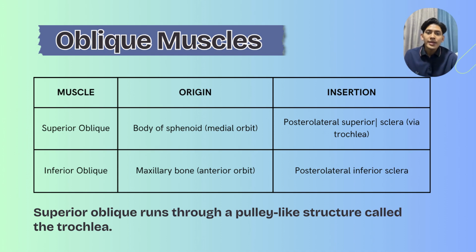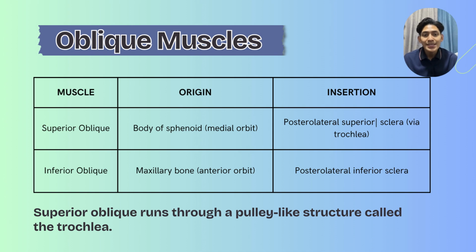Okay, inferior oblique. This is the only extraocular muscle that starts from the front part of the orbit, near the tear duct. The nasolacrimal duct runs underneath, and it attaches to the lower outer part of the eyeball. It helps with outward rotation, extorsion, and also moves the eye upward and outward.